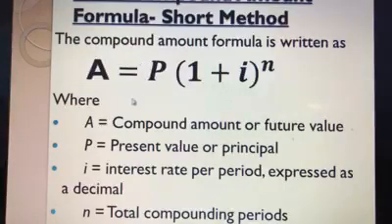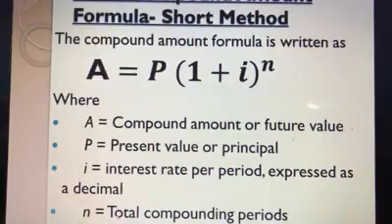The compound amount formula will make use of the following symbols. So we have A, which represents the compound amount or the future value or the maturity value, or it is actually the sum of the principal and the accumulated interest. P represents the present value or the principal. Then 1 here is constant. I represents the interest rate per period expressed as decimals. So let us say, for example, on our previous illustration, 10% is the interest per annum, but every 6 months the interest will just be 5%, and that represents the I.